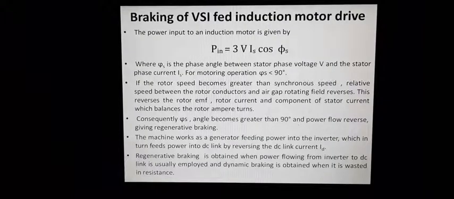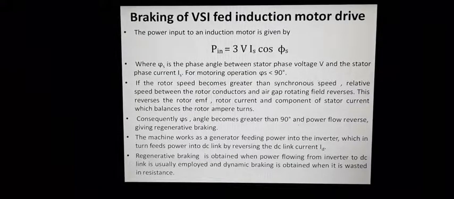So comparing with the motoring operation, or with the locomotive motion in an uphill, if the same locomotive fed by an AC induction motor drive is descending or moving downhill, definitely the speed of the rotor is greater than the synchronous speed. So compared with the motoring operation, the relative speed polarity also gets reversed.